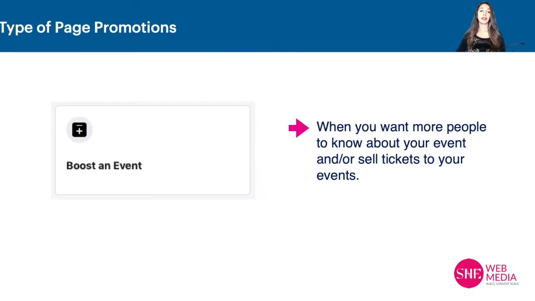So the next one is boost an event. Boosting an event, obviously, if you have an event and you want to make sure that people know about your event, that's the easiest way to do it. There are two ways of doing it. Sometimes it's just to build awareness for your event. If you're selling tickets, then selling tickets is obviously your KPI. So when you're boosting an event, there are actually two types when you go through it.